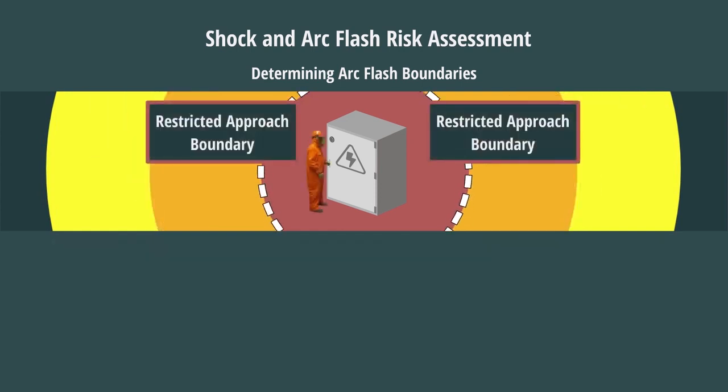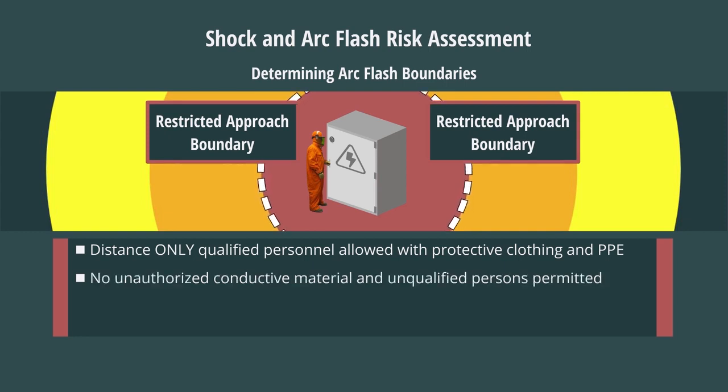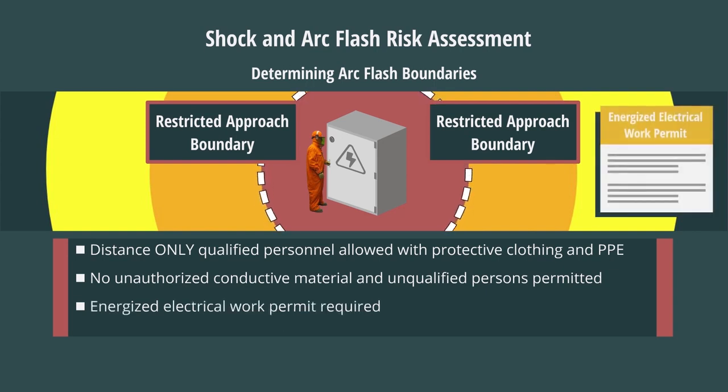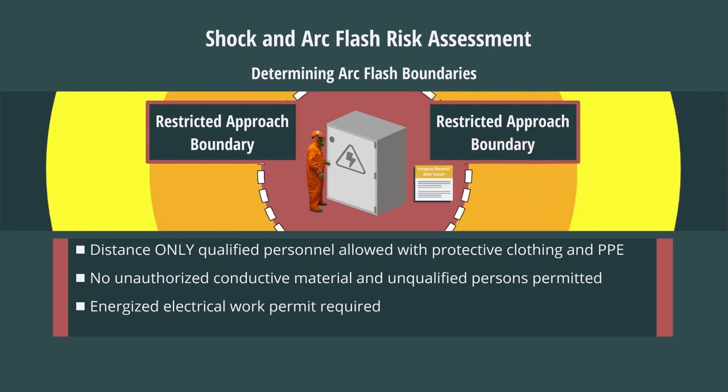The third is the restricted approach. This is the distance at which only qualified personnel are allowed, with appropriate protective clothing and other PPE for the associated hazard. No unauthorized conductive material and no unqualified persons are permitted to cross a restricted boundary. Further, a documented management-approved plan, known as an energized electrical work permit, is required to enter a restricted space.